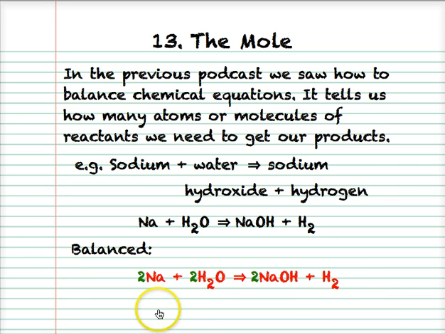Now when we did this in class, we had an excess of water. We had loads of water left over, if you like. We put in a tiny bit of sodium into loads of water, and we got a small amount of sodium hydroxide. Now chemical engineers who want to manufacture products from reactants will want to add just exactly the right amount of the reactants. They won't want to waste any. Now obviously we can't count out 2 atoms of sodium or 2 molecules of water. They're just simply too small.